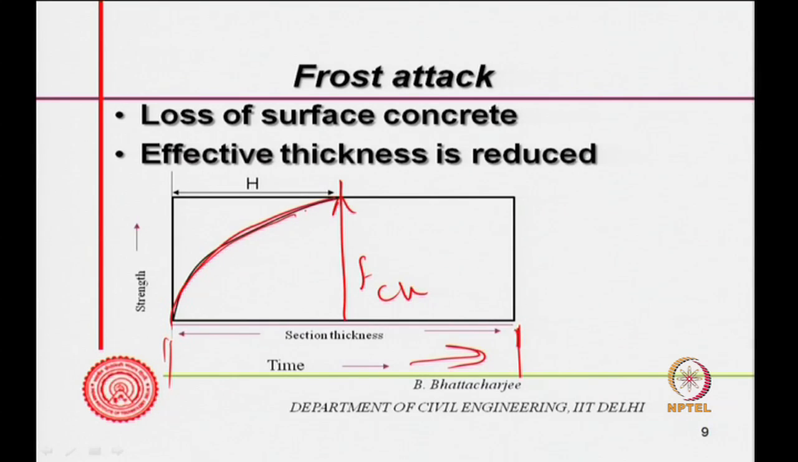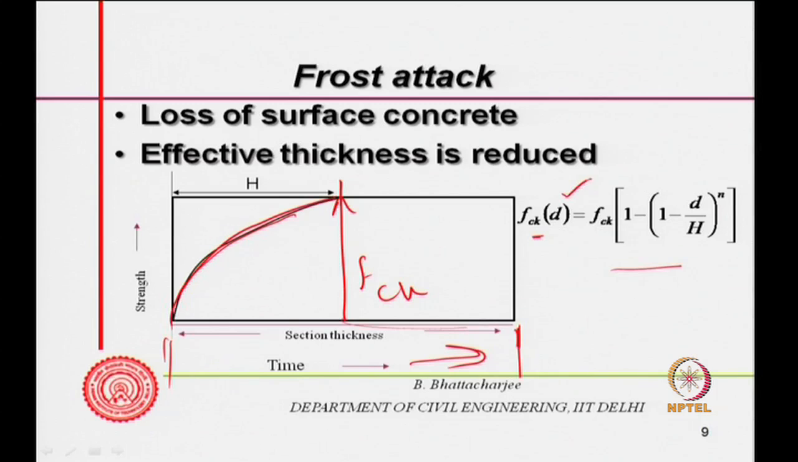So, there is a wetting-drying scenario, and normally there is a depth of influence beyond which no freezing action, or frost action, will be seen. So, since f_ck is only available up to this depth, one can conceive that effective thickness is reduced, and some empirical formula is available. There are a number of them, in fact, this is one of them.